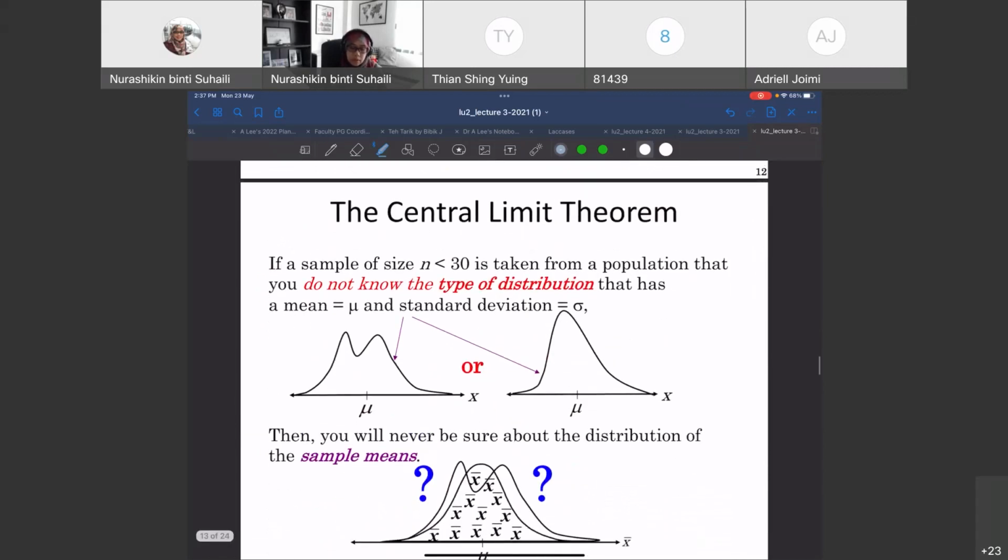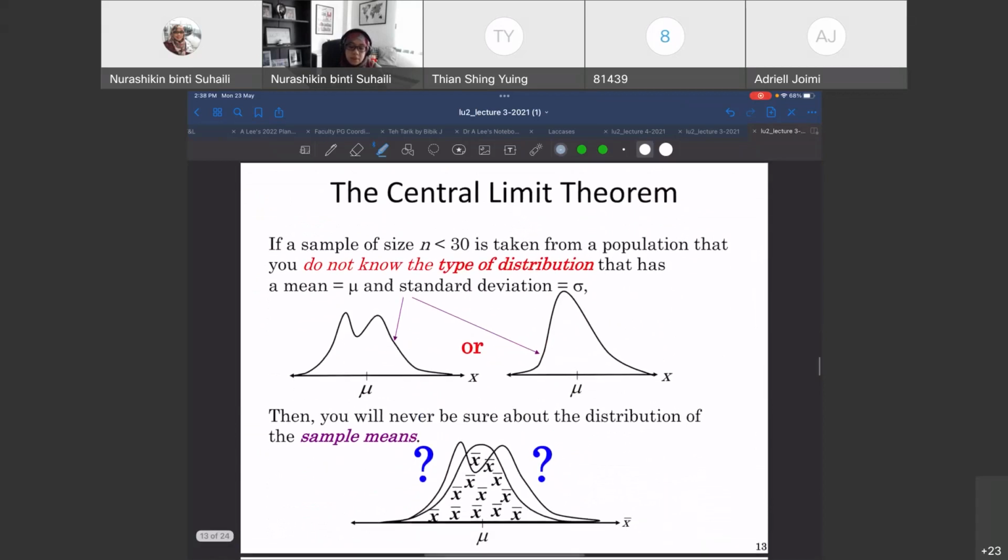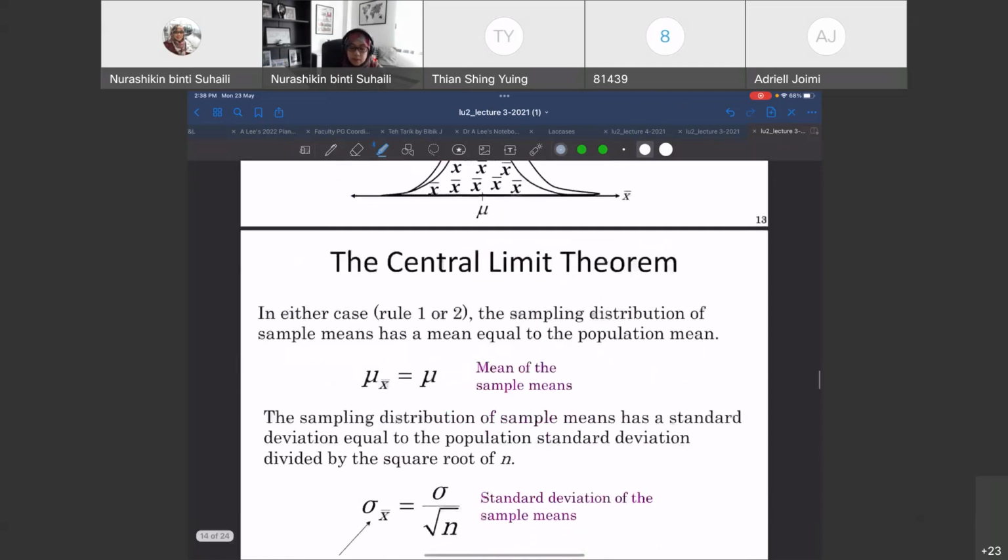Okay, if a sample of size n less than 30 is taken, and we do not know the type of distribution, say n is very small, maybe 20 or 10, then sometimes it could be bell shaped, sometimes it might not be. You cannot guarantee that the sample means will have a bell-shaped distribution.